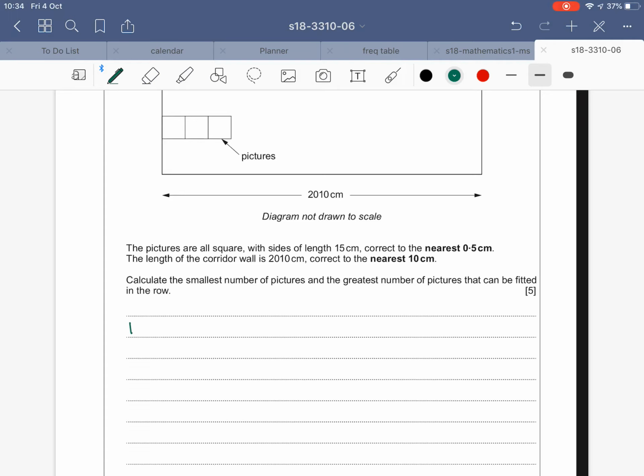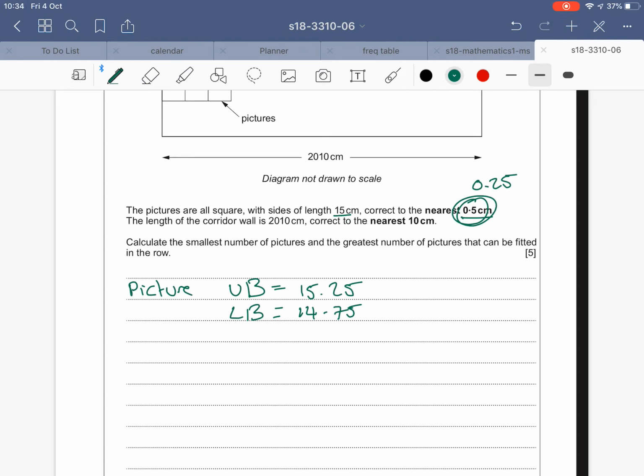So if we first do the picture, so this is 15 centimetres, correct to the nearest half centimetre. So I'm just going to do the upper bound and the lower bound. To do the upper and lower bound, you take wherever it's rounded to, half it, so 0.25. For the upper bound, we add it on. So 15 add 0.25 is 15.25. And for our lower bound, we take it away. So 15 take away 0.25 is 14.75. So we're going to use those in a minute.